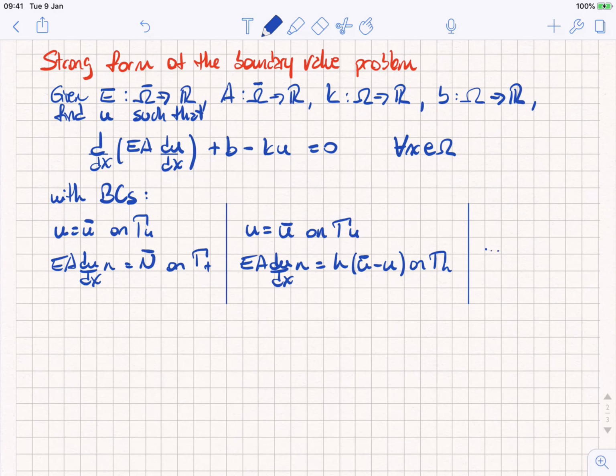Something important to note is, say you have a pure Neumann boundary value problem, right? We're not prescribing the displacement. Can you solve that problem? No? Why not? So if I prescribe a force on the left and I prescribe a force on the right, it's a pure Neumann boundary value problem, right? Can I solve this problem?